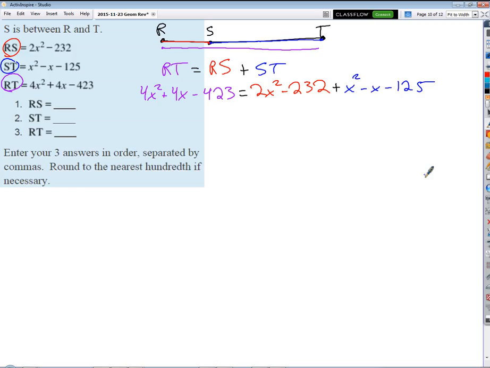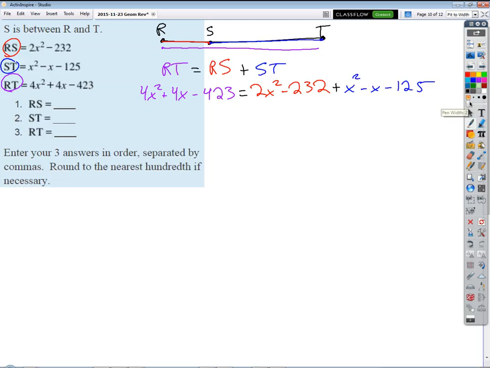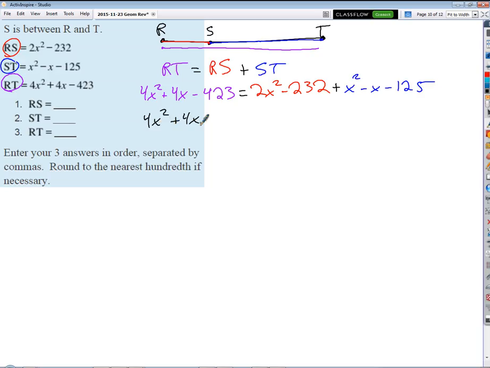All right, so that might look kind of scary, but don't let it be. It's not that big a deal. What do we do with it? Now we're just in algebra mode. We can forget the geometry for a while. What do we do first? Combine like terms. Very good. On the left, everything's pretty much already taken care of. I've just got my 4x squared plus 4x minus 423. There are no like terms to combine there. But on the right side, we do have some.